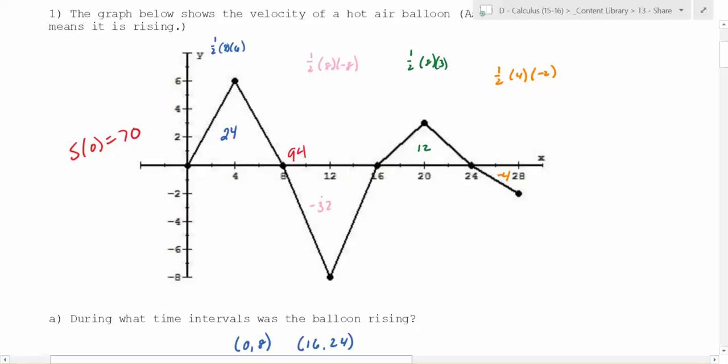And then what happens over the next 8 seconds? It goes down 32. So where is it at 16? How high is it at 16? 62. So it's gone up to 94 and then down to 62.